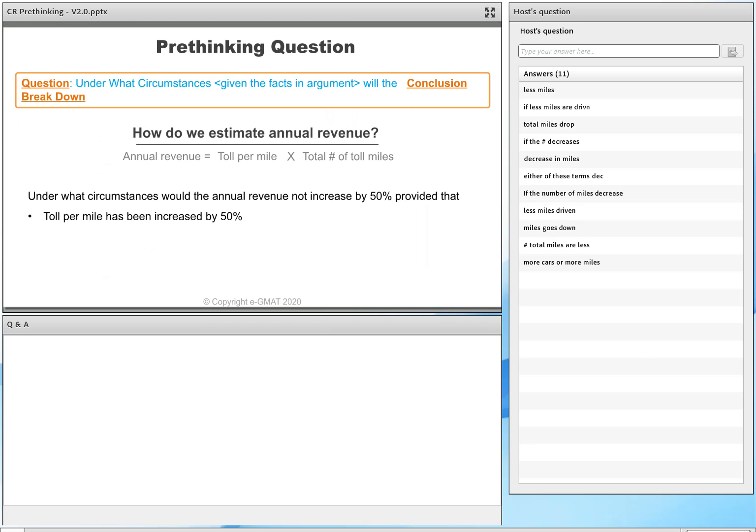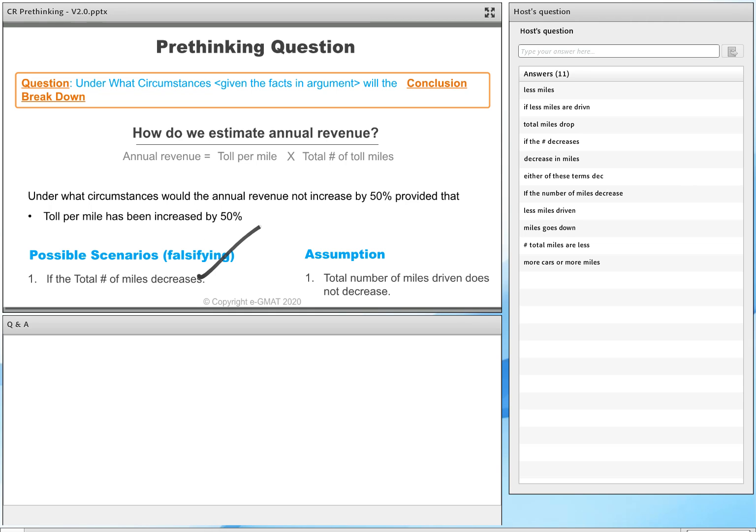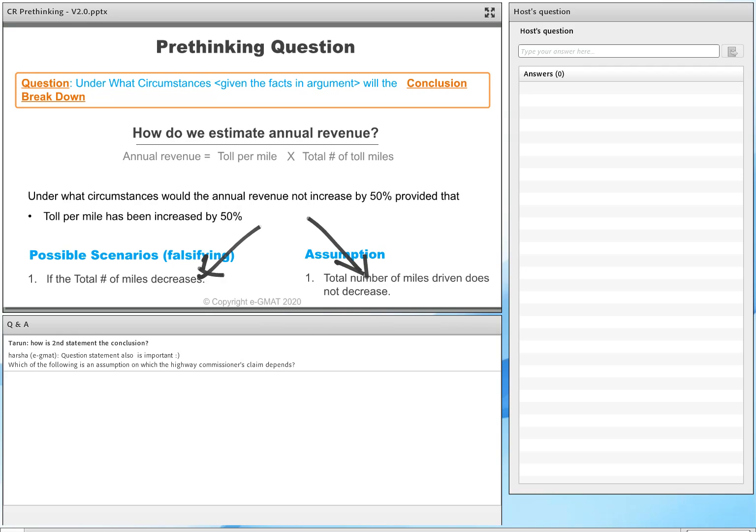So the question is, under what circumstances would the annual revenue not increase by 50%, provided that the toll per mile has increased by 50%? We know this is going to go up, and the answer is if the total number of miles driven decreases. So what's the assumption? That the total number of miles driven does not decrease. Can you see there's just one assumption here, and once you ask that falsification question, the assumption is very clear. Can everyone see this? See the pre-thinking?